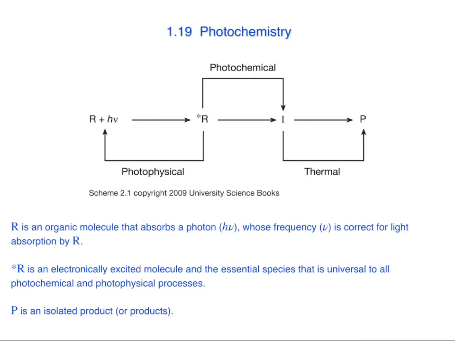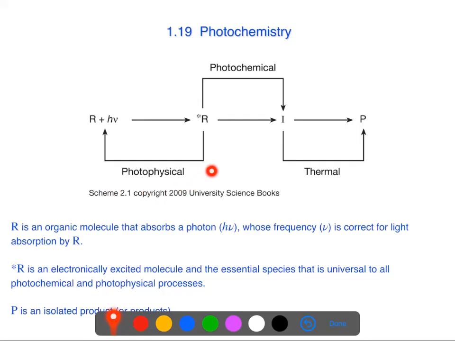This scheme nicely describes the various pathways that we typically observe in molecular photochemistry. We have photophysical events, which occur from some electronically excited state to the ground state of a reactant. And we have photochemical events, which stem from the electronically excited state, generally into some intermediate before arriving at our product state.